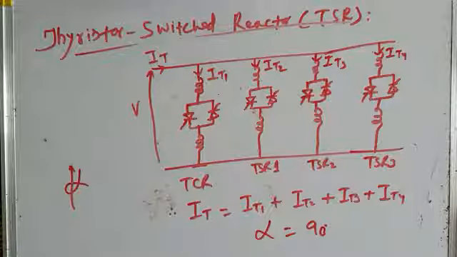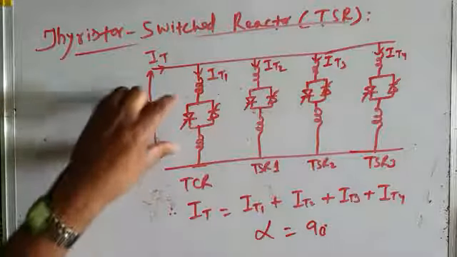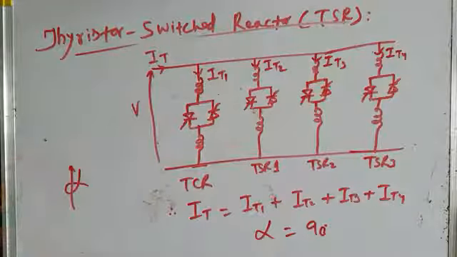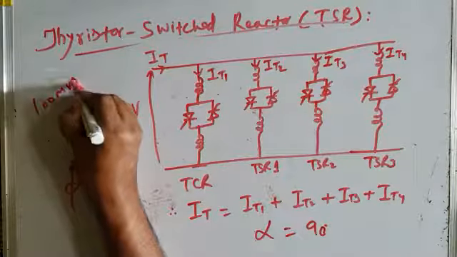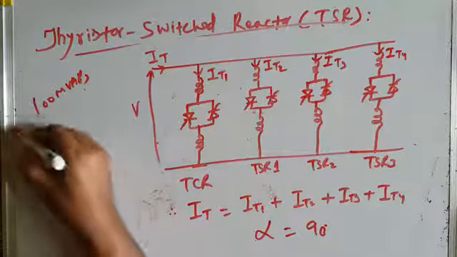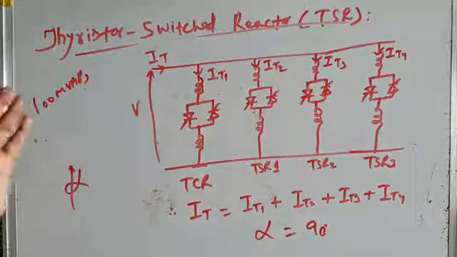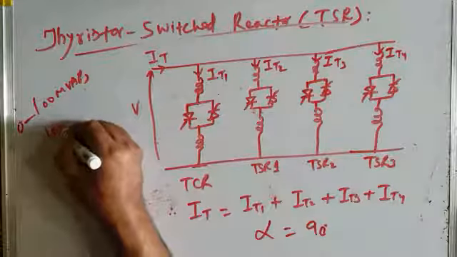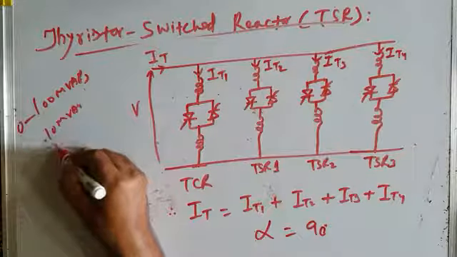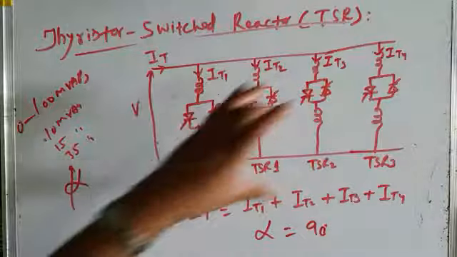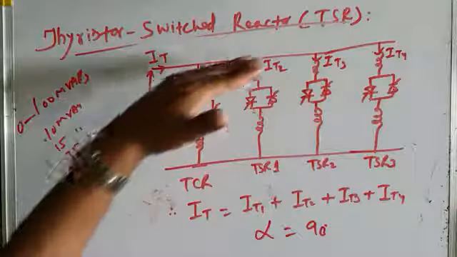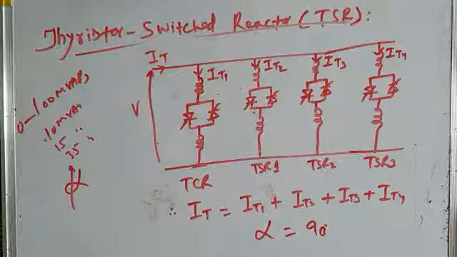Now there is a question here. Question is, if this TCR can do the job alone, I mean, say for example 100 megawatts of reactive power is to be absorbed, 0 to 100 megawatts. Sometimes 10 megawatts have to be absorbed, sometimes 15 megawatts, sometimes 35 megawatts have to be absorbed, depending upon what is the reactive power being absorbed by the load.